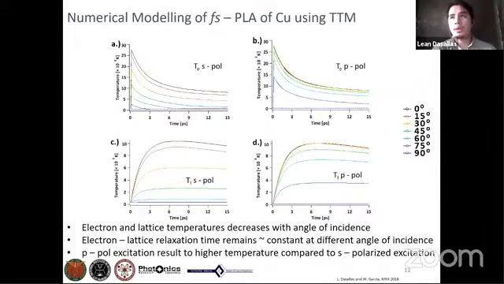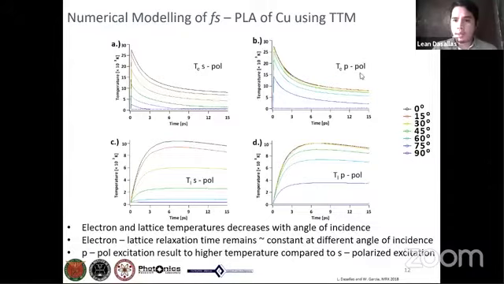Now, as we know, the reflectivity is dependent on the angle and on the polarization. So what we did is to modify the angle of incidence and the polarization of the incident light. And as you can see, the electron and the lattice temperature decrease with the angle of incidence. And we see that the polarization also dictates the overall temperature of the copper surface.